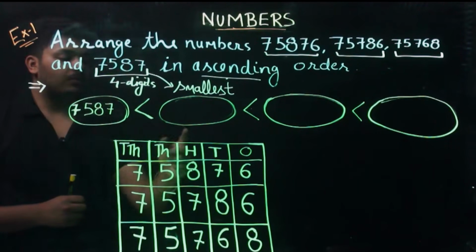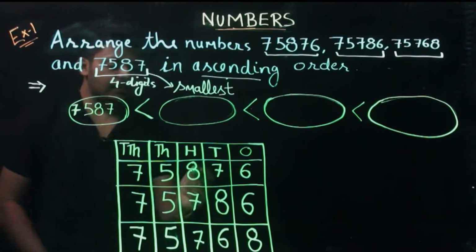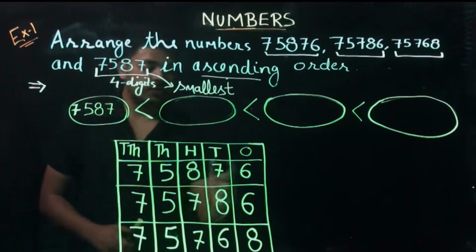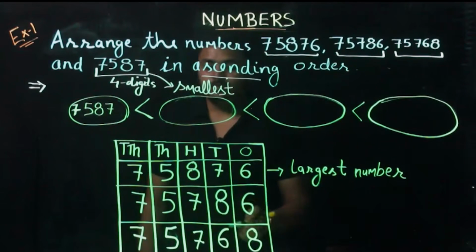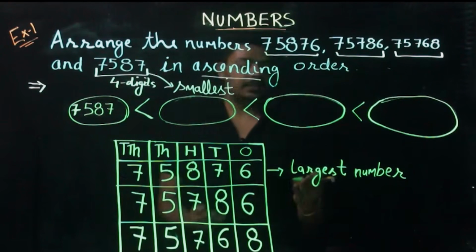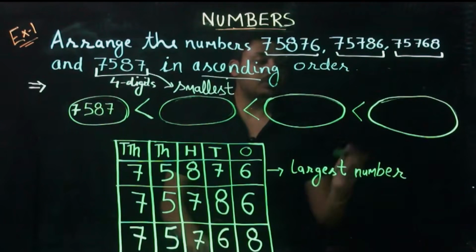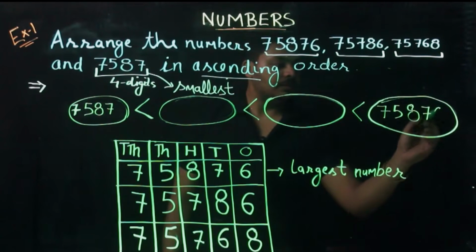Now, moving on to the next place value column, that is hundreds column, we can see that the largest value is 8. So we can say this is our largest number. So we can say this is the largest number, or we can say this is the greatest number. So greatest number will come in our last, that is 7, 5, 8, 7, 6.